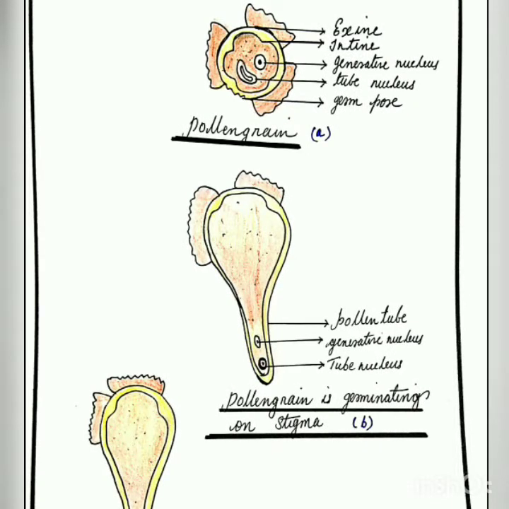So this is the diagram that shows the structure of pollen grain. The pollen grain is germinating on stigma, and this is the germinated pollen grain. And the B diagram shows a pollen tube with 2 nuclei, a generative nucleus and a tube nucleus. The tube nucleus directs the pollen tube towards the embryo sac. Meanwhile, the generative nucleus inside the pollen tube divides to form 2 male nuclei. That is clear in this picture C.